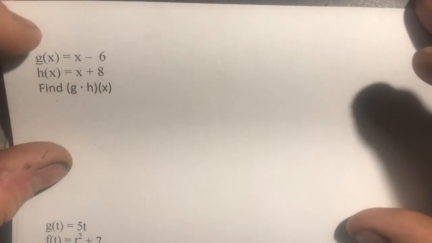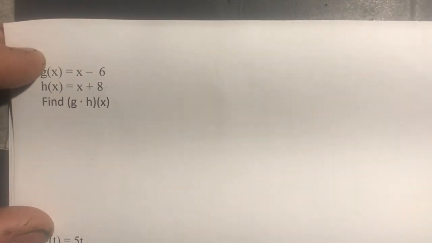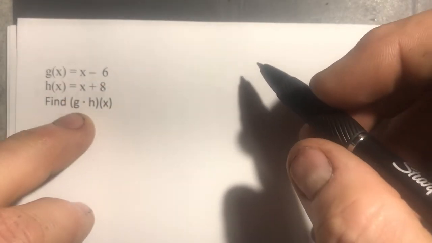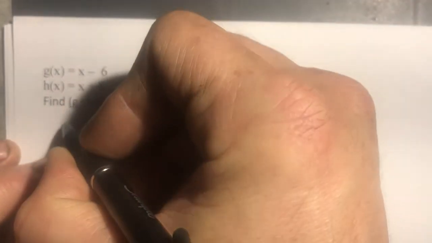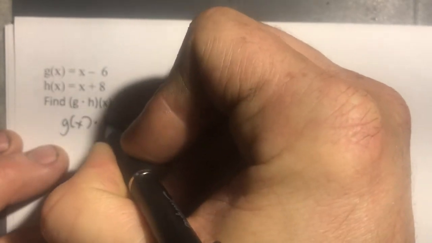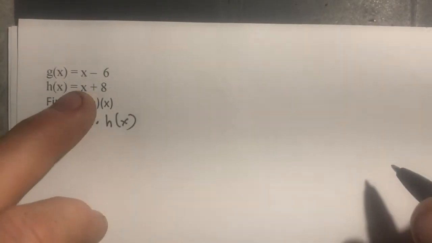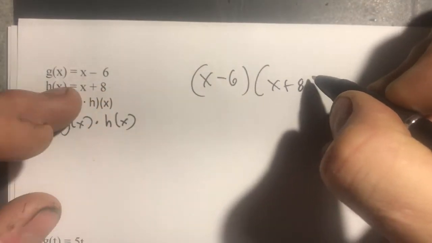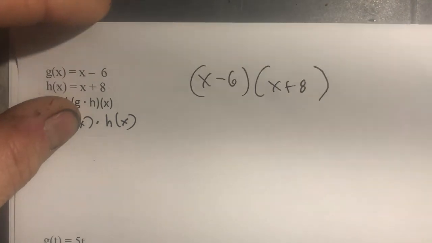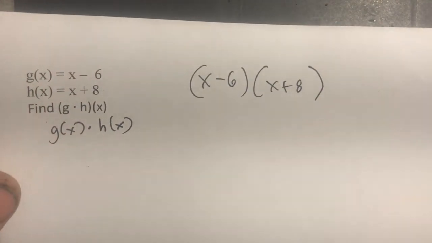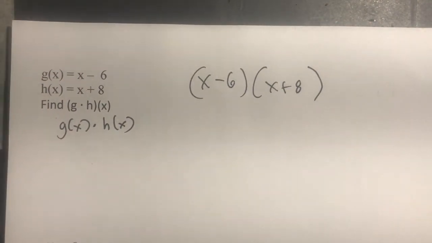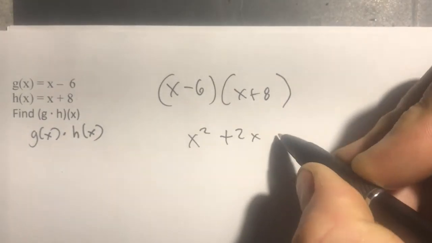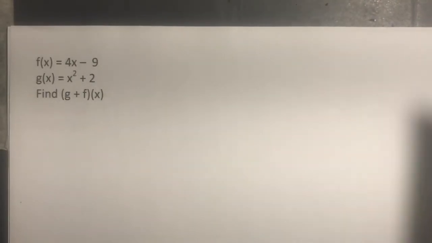We got a few more of these. We got g of x and h of x. Find g times, all right, we're multiplying again. So this is going to be g of x times h of x. So here's my g of x times my h of x. I think we just did this page. We had a repeat somehow. So we've already done this. It's x squared plus 2x minus 48. I don't know how that happened.